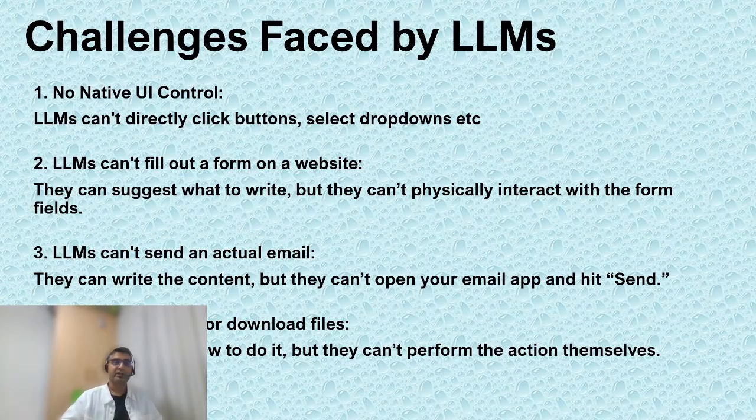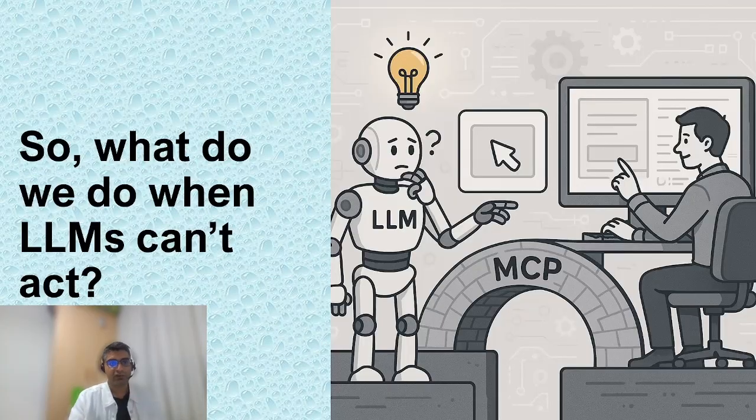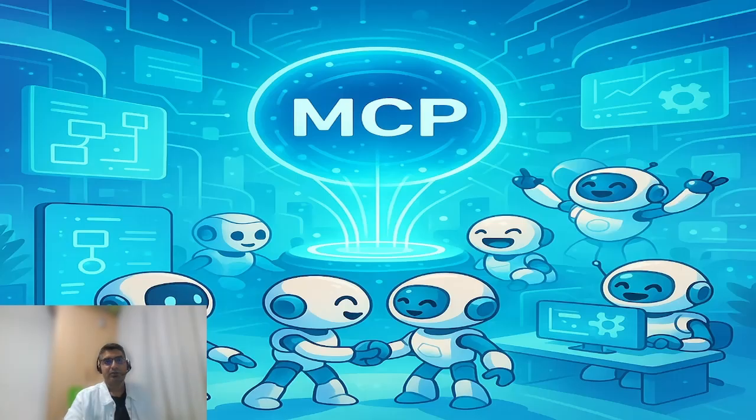So action-related things, they can't do that. They can't upload a file. They can't download a file. For these kinds of things, you need a real agent. So what's the solution for that? LLMs are confused, so how to do all these things? Because we need that. So the answer is MCP. So here is the MCP, which will do everything you want.